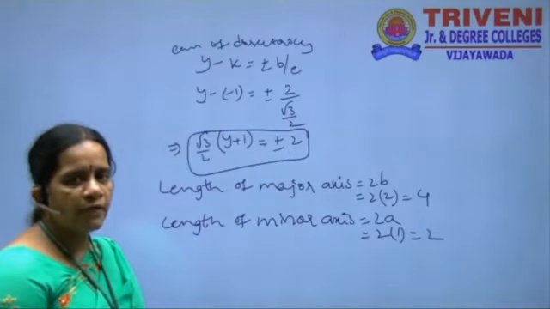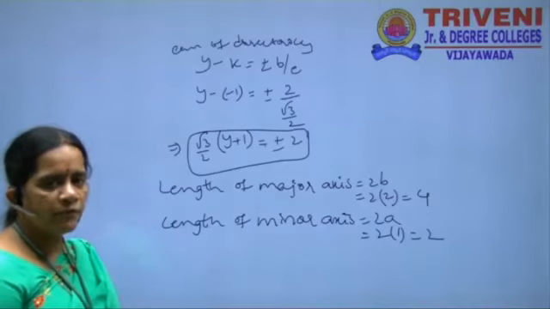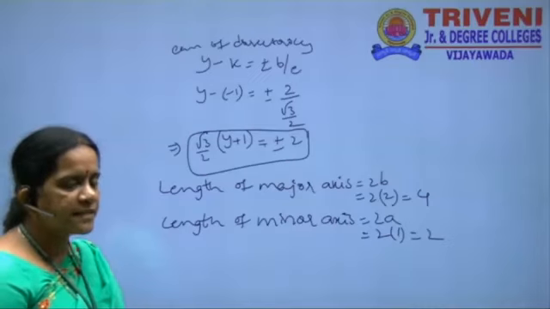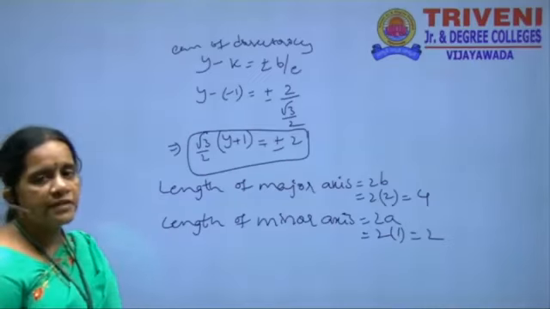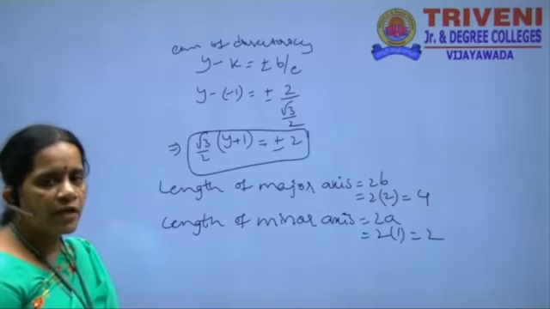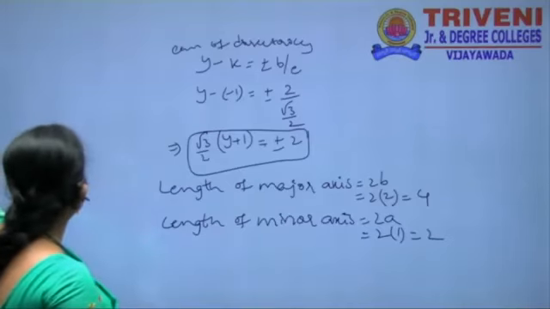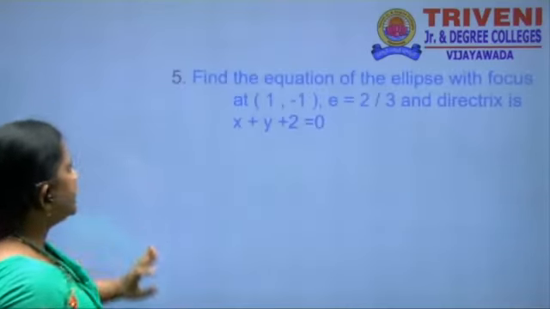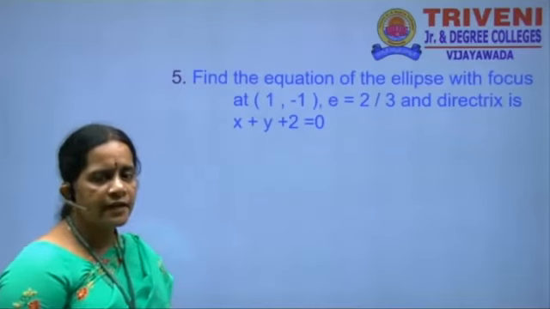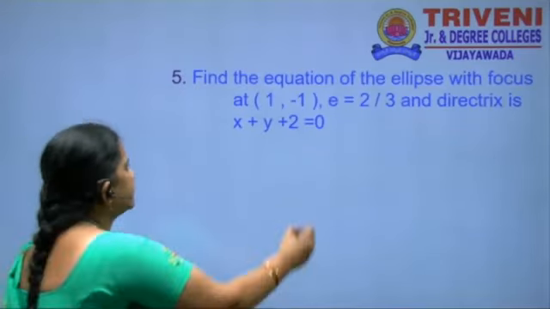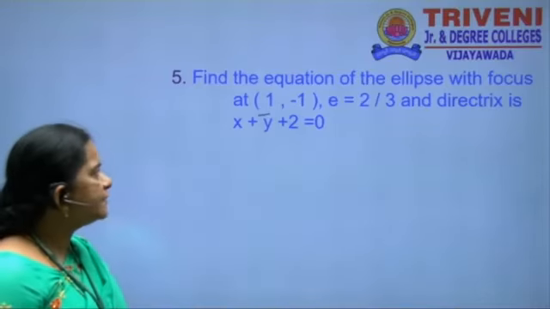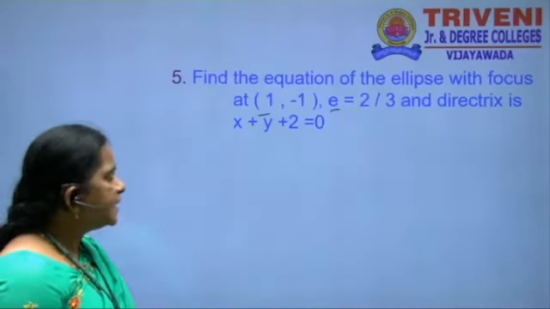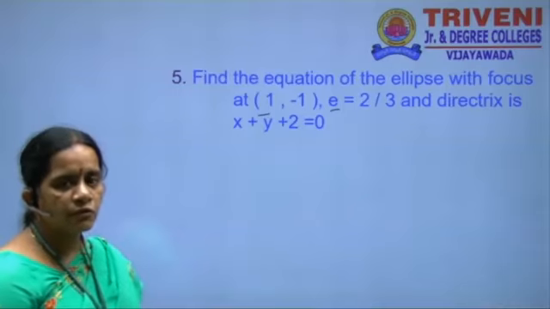This is the way you have to convert into the ellipse form, and then find the center, foci and eccentricity, length of the major axis, minor axis and equation of the directrices. And then we are going to the next problem: find the equation of ellipse with focus at 1 comma minus 1 and eccentricity also given. e is equal to 2 by 3 and the directrix is x plus y plus 2 is equal to 0.